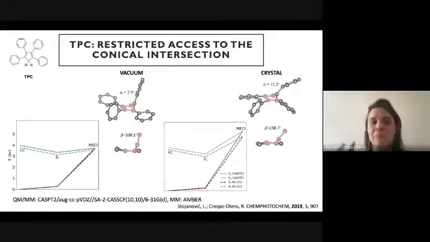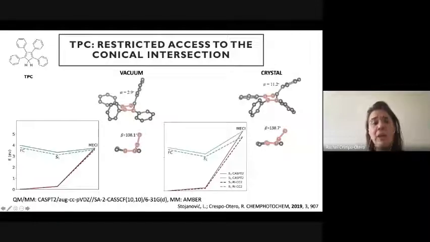So what happens with non-radiative decay? If we try to analyze this, and we optimize the conical intersections in the system and look at the potential energy surfaces, you will see that in gas phase, for example, you have an accessible conical intersection that is related to the puckering of the central ring. You can see this is a very distorted structure. When you optimize this in the crystal, the structure changes a little bit. This ring is going to move a little to accommodate the interactions with the rest of the molecules in the system. And the conical intersection that was classically accessible in the vacuum is not accessible anymore.